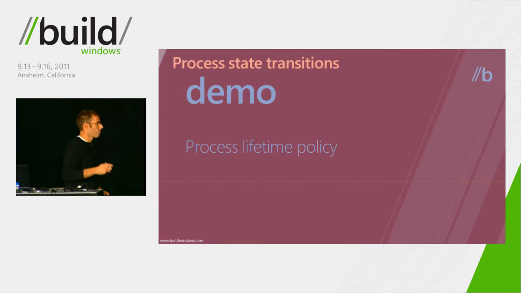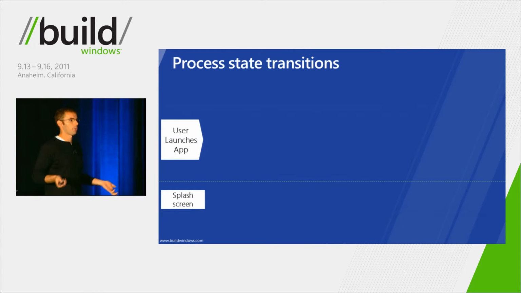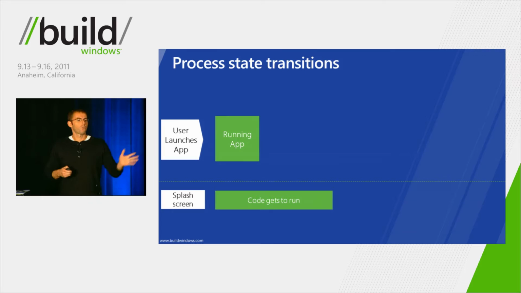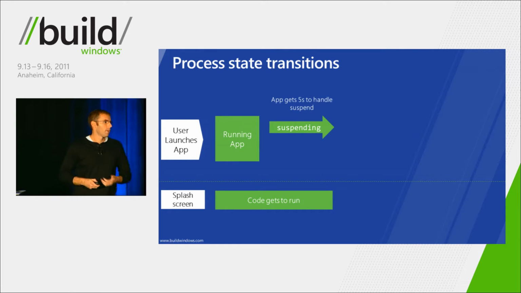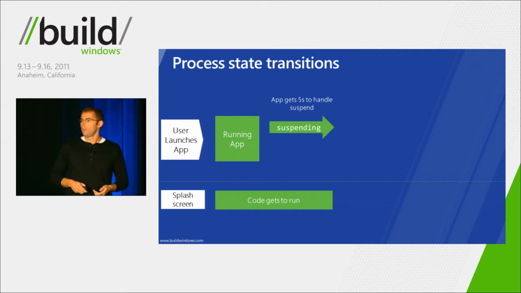So let's recap what we just talked about. We launched the Weather app, and then we saw a splash screen. The app came up, and the green here represents code is running. Then we switched away from the Weather app. After a short delay, the app got the suspending message. When the app got the suspending message, it had 5 seconds to deal with that event.